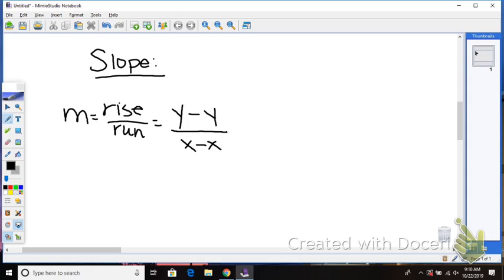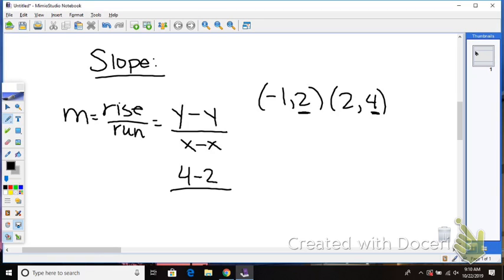So if I gave you 2 points like this, (-1, 2) and (2, 2). No, I'm not going to do that one. (-1, 2) and (2, 4). If I give you this, we know that it goes xy, xy. What y value do you want to go first? The 2 or the 4? Okay, so I'll have 4 minus 2, and because I chose this 4 to go first, what has to go first on the bottom? This one right here. So I'd have 2 minus a -1.